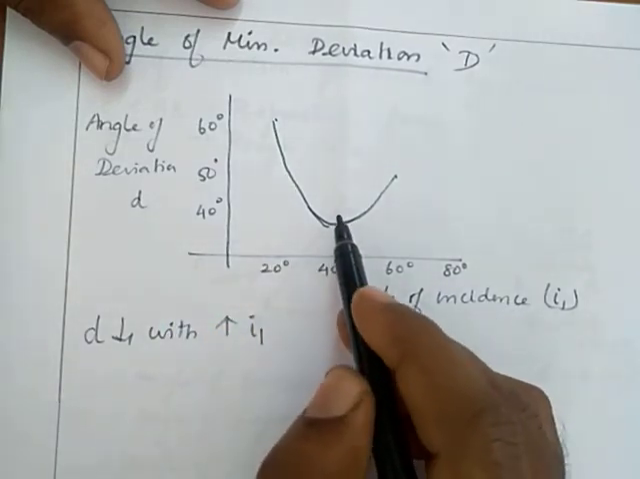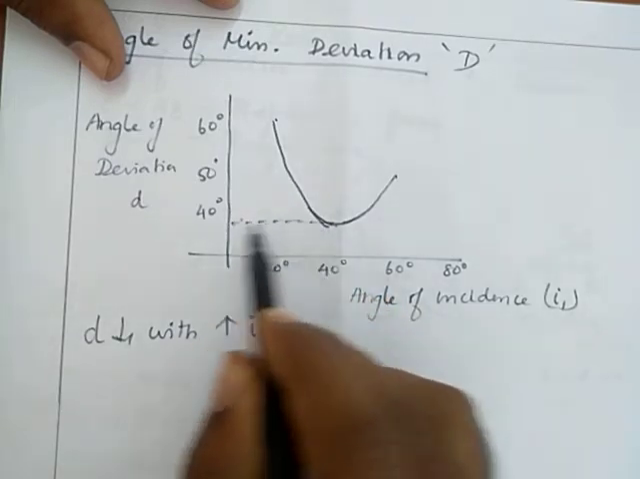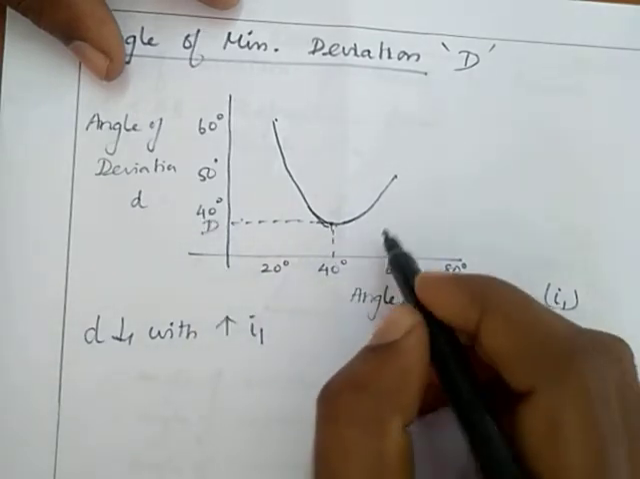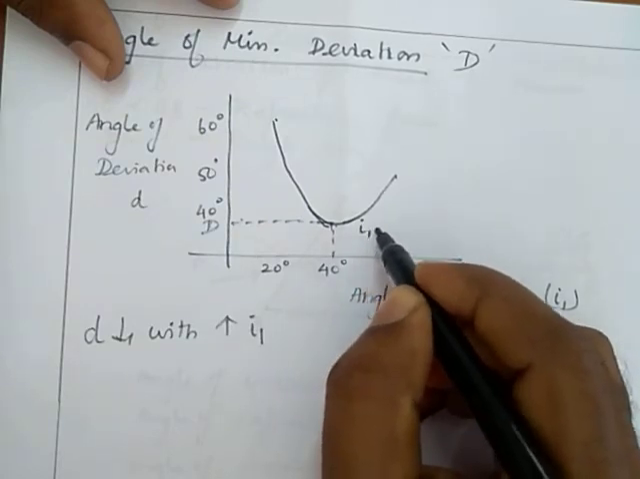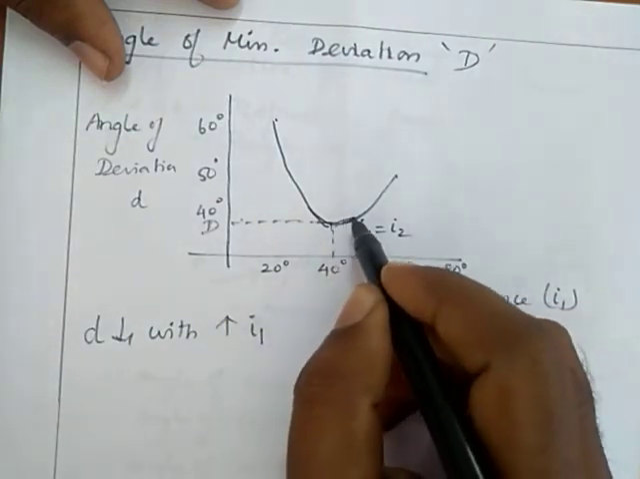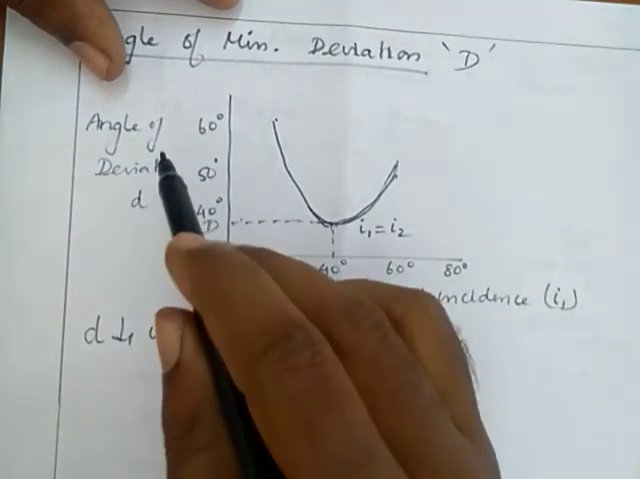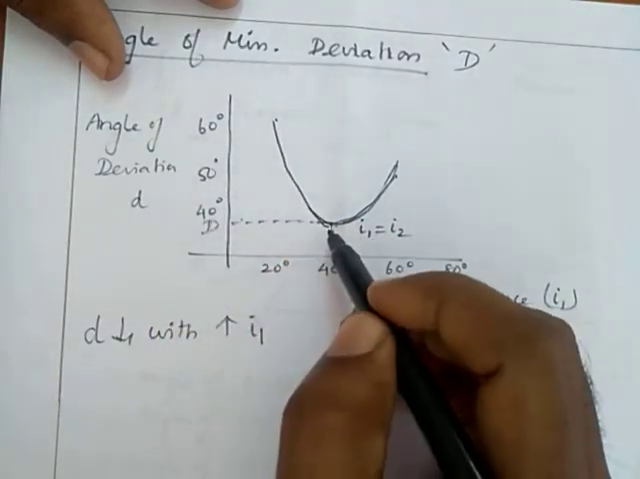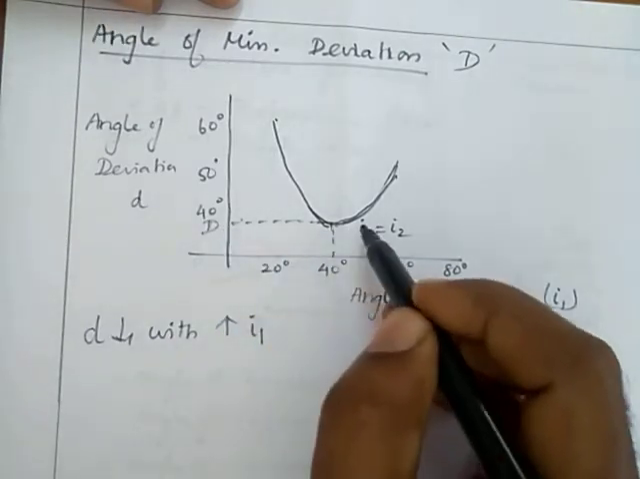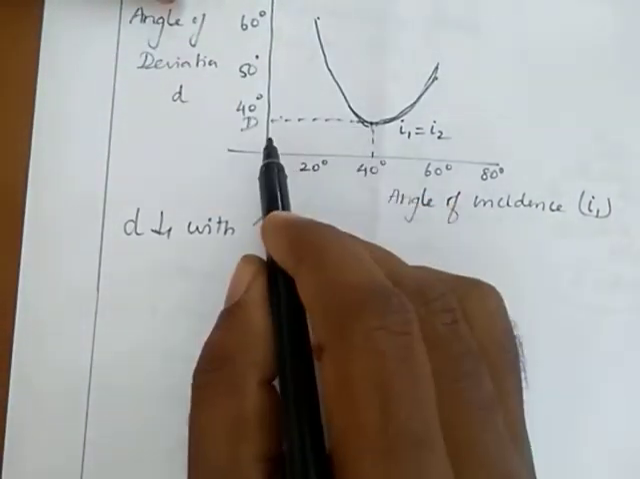And at a particular point it reaches a minimum value, and that value is known as D. At that minimum value, angle of incidence is equal to angle of emergent. After reaching that value, it will increase. If the angle of incidence increases, the angle of deviation decreases, it attains a minimum value, that is known as D, angle of minimum deviation. After that it will increase. This is known as the angle of deviation.